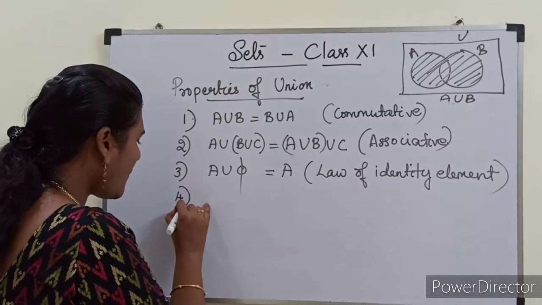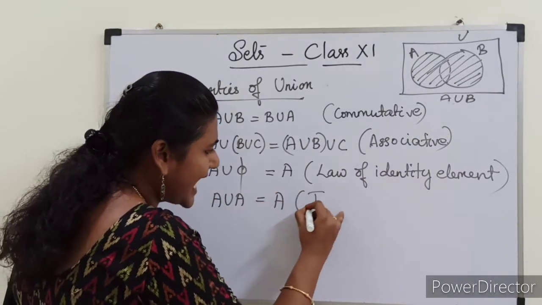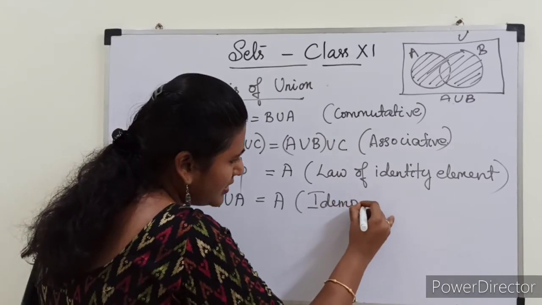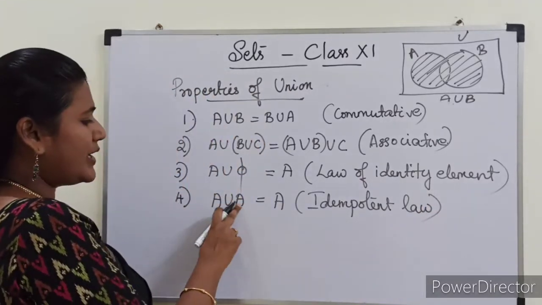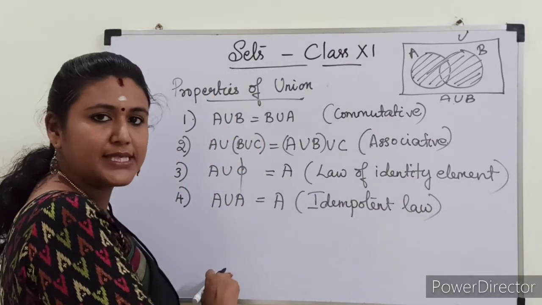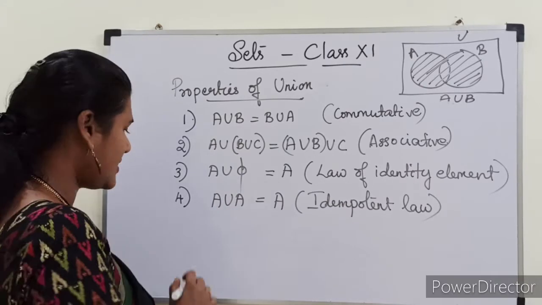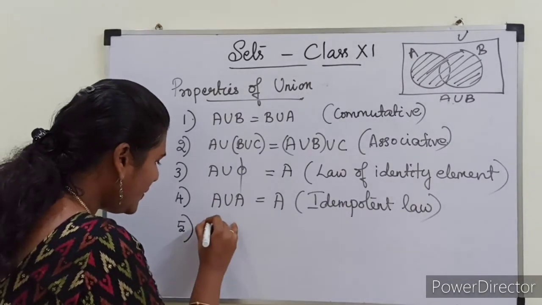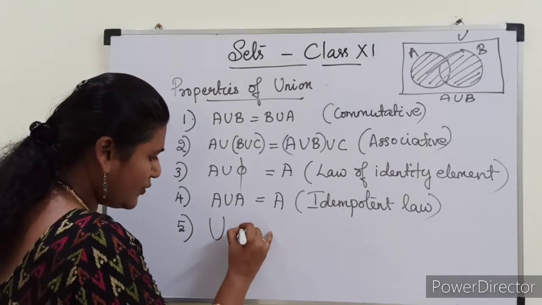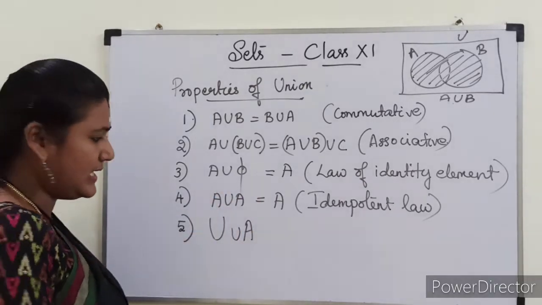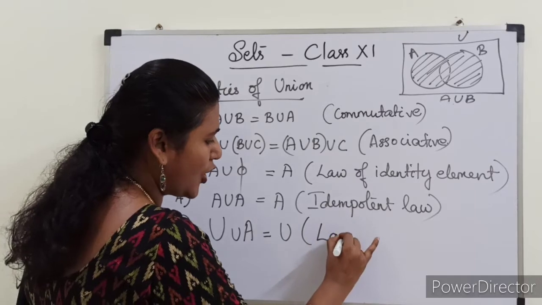Then the fourth property, A union A is equal to A. This is known as the idempotent law. If you are taking union with the same set, the answer will be the given set. Now the fifth one is the universal set. If you are taking union with the universal set, the answer will be the universal set. This is known as the law of U.